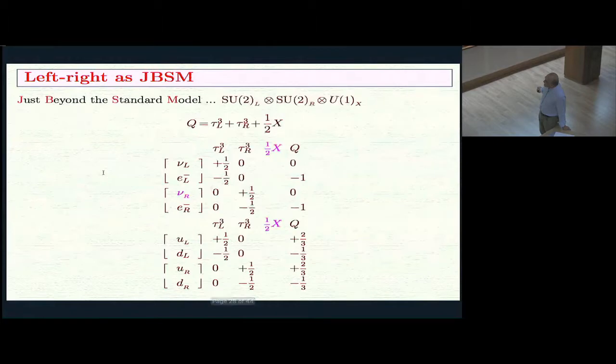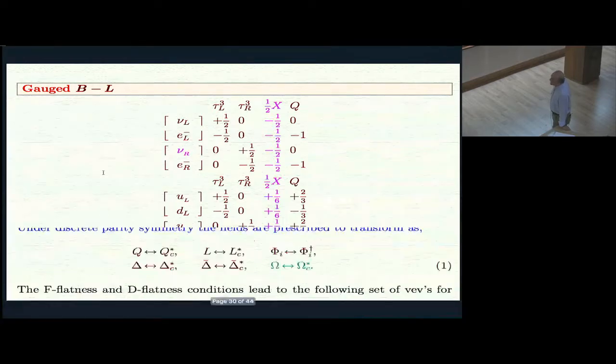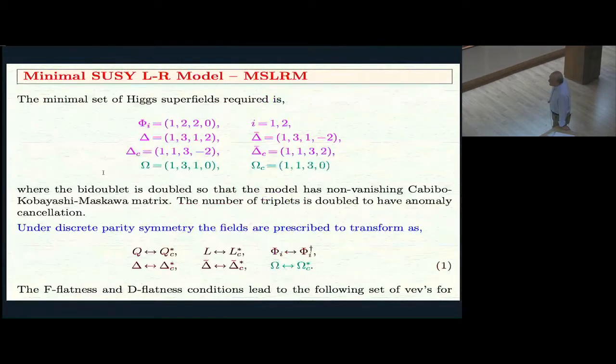So this was just some tutorial on the left-right model. You get very neatly that the extra charge that you introduce is automatically B minus L, because it's the same for all leptons and same for all baryons. So in praise of B minus L, it's the only conserved charge of the Standard Model, which now gets gauged. So this is a specific model. A lot of people discuss left-right models in this conference, but this is a specific supersymmetric one due to the ICTP and University of Punjab group, I'll broadly say.